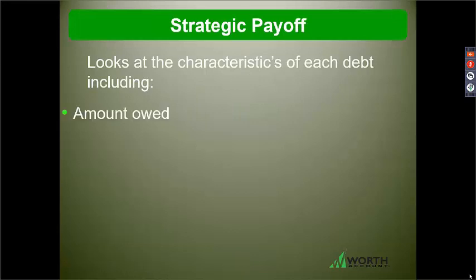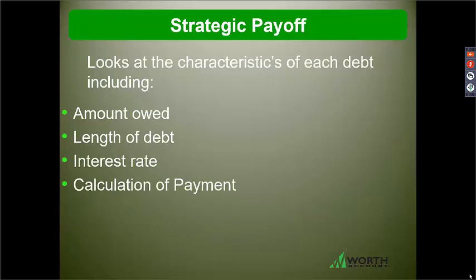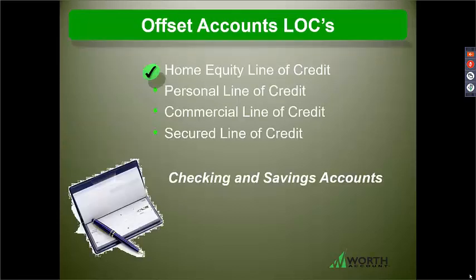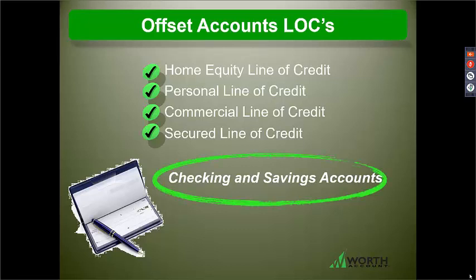So what is it doing? Well, it's looking at the amount owed, the length of the debt, the interest rate, the calculation of payment, so what the next monthly payment is, and adjusting rates. It can use a home equity line, a personal line, a commercial line, a secured line of credit, or just a checking and savings account.